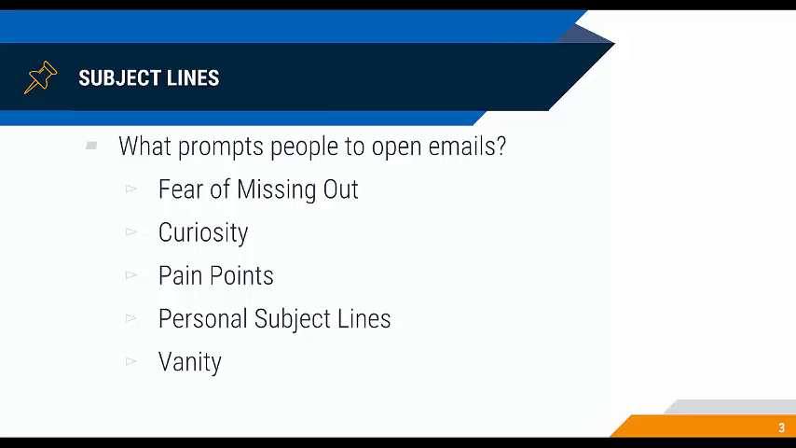So what prompts people to open emails? Obviously, targeting the right audience is a critical step, but how do you get that audience to actually open your emails? Because you can have the perfect message for the perfect person, but if they're not opening it, it doesn't matter. So there are a number of different types of subject lines that typically result in great open rates, and as you can see them here, the first one is fear of missing out.